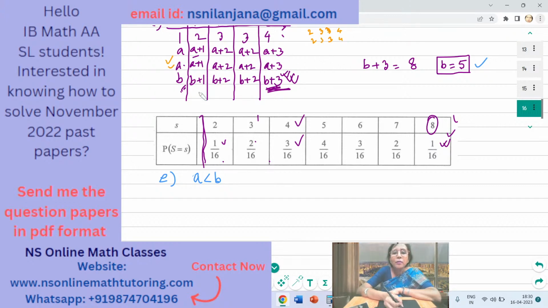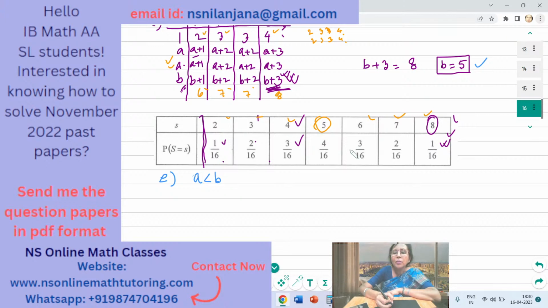So what all values are we getting? B is 5, so it will be 6, 7: 5 plus 1, 5 plus 7, this 7. So what all values are we getting? 2, 3, 4, 6. Okay, we are also getting 2, 3, 4, 6, 7, and 8.